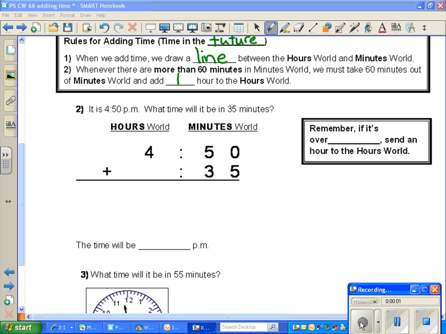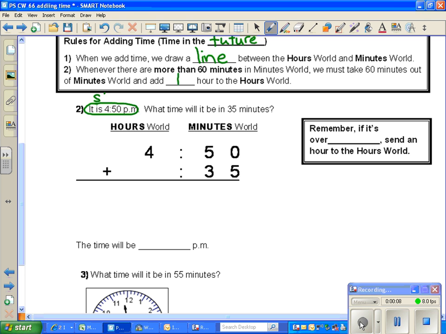4:50 p.m. What time will it be in 35 minutes? So if right now it's 4:50 p.m., this is my start time. The question says, what time will it be in 35 minutes? So "will it be" is telling me I'm going to be looking for a time in the future, so I know I'm going to add for a time in the future. So I'm going to put "future," and then I'm going to put the addition sign to remind me to add.